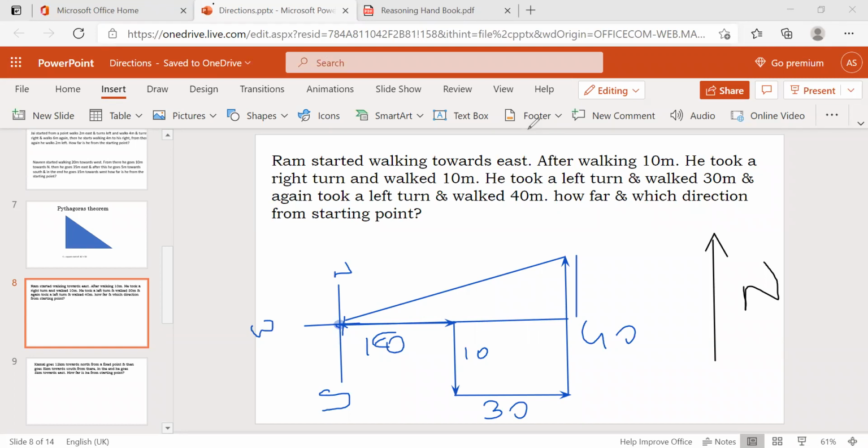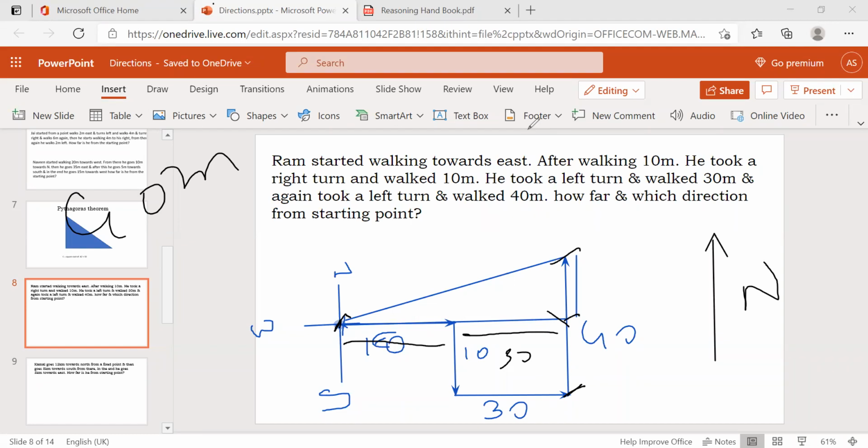This is 10 meters and this is 30 meters. So totally from here to here, how many meters? 10 plus 30, 40 meters. Okay, is it clear? Now, from here to here, 40 meters.